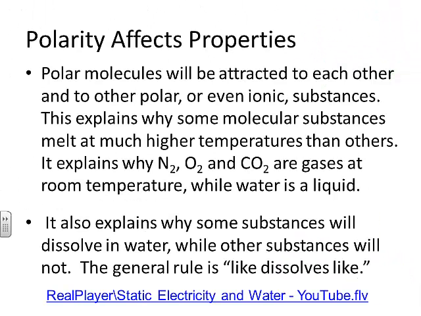Polarity does affect the properties of a molecule. Polar molecules will be attracted to each other and to any other polar or even ionic substances. And this helps to explain why some molecular substances will melt at much higher temperatures than others, due to attraction between separate molecules due to these partially charged ends. It also explains why N2, O2, and CO2, which are nonpolar molecules, are gases even at room temperature, while water, a polar substance, is a liquid at room temperature due to these attractions between separate particles.